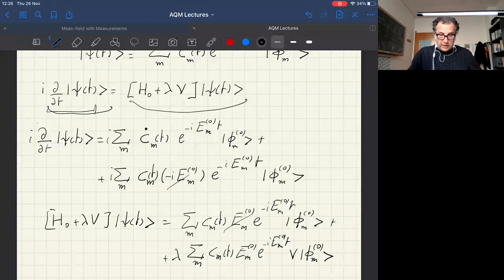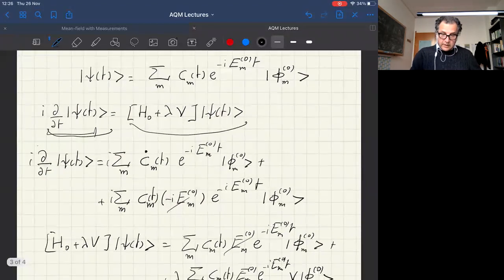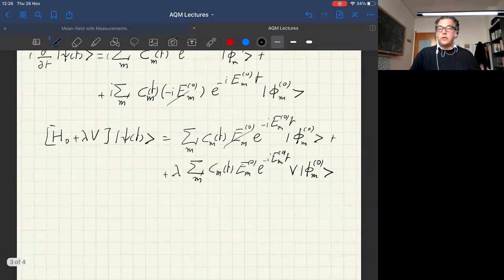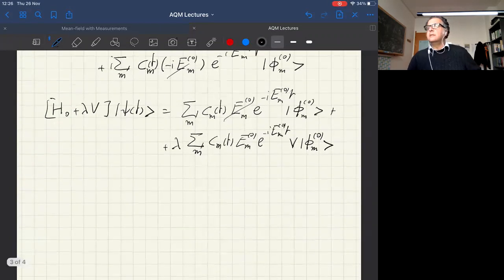Then I just multiply. So what I do is the following. I just project the Schrodinger equation on phi 0 of n, okay? To get a set of equations for the coefficients. Yes.